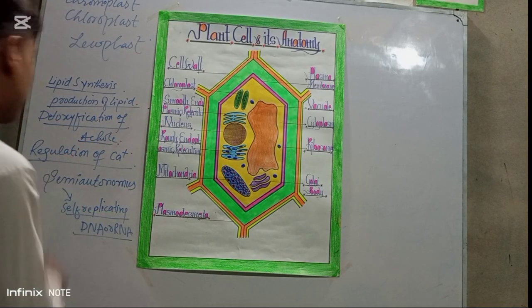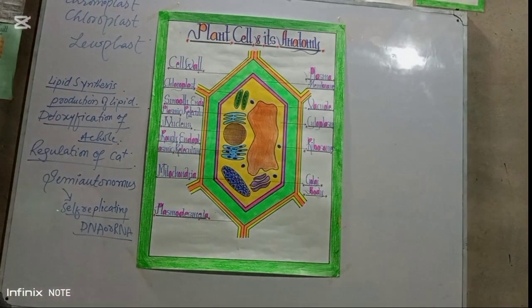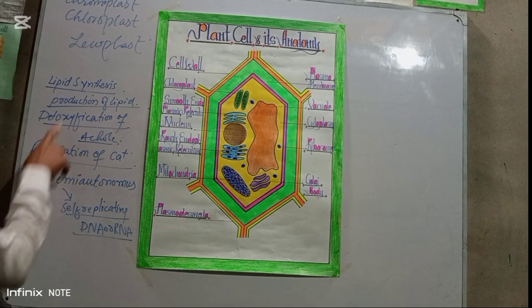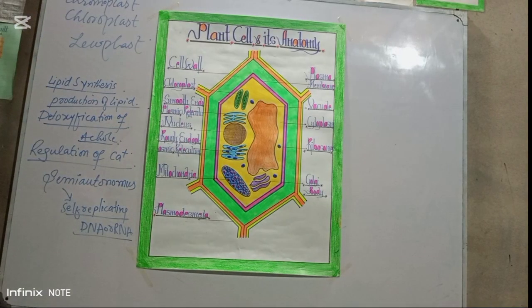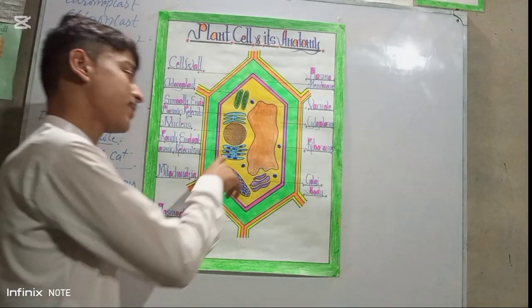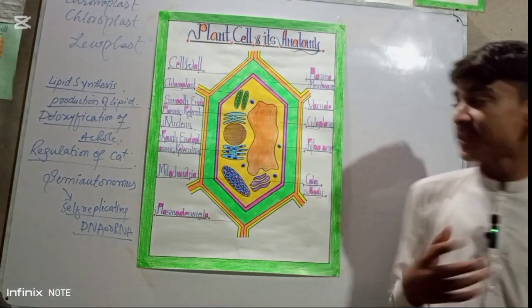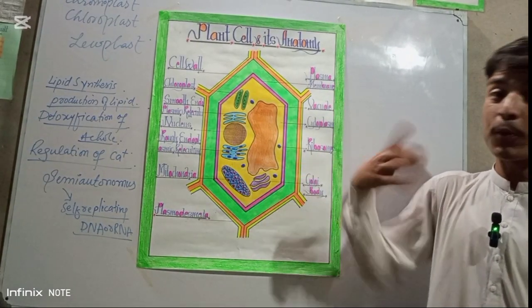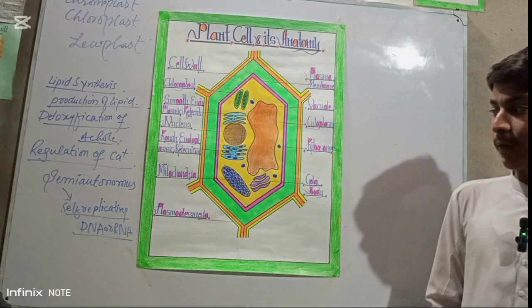Smooth endoplasmic reticulum: regulation of calcium, meaning it regulates the calcium, and production of the lipids. These are all functions of the smooth endoplasmic reticulum. Now we are discussing the function of the rough endoplasmic reticulum. It has ribosomes present, which means its function is the production of proteins. Protein production is the function of the rough endoplasmic reticulum.